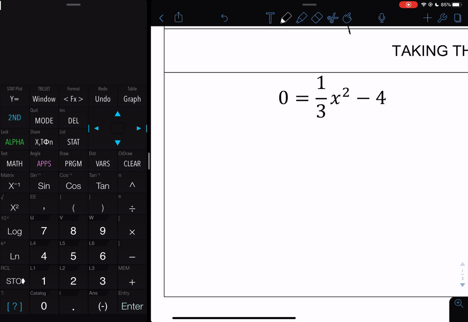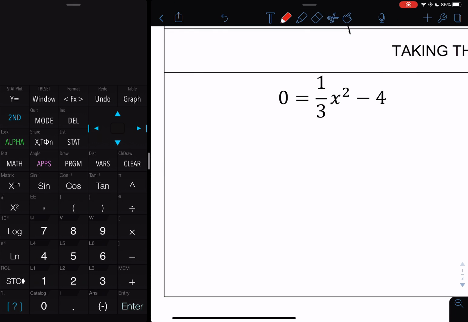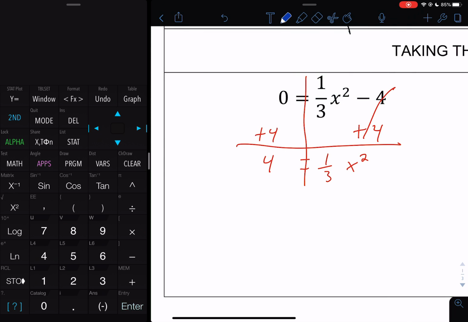So to do this, just like we have learned previously in algebra, let me add 4 to the right side, and I'm going to add 4 to the left side. When I do something like this, these two cancel out. So now I have 4 equals 1/3 x squared. Remember that you want x by itself. So if I want x by itself, how do I undo the 1/3 that is being multiplied?